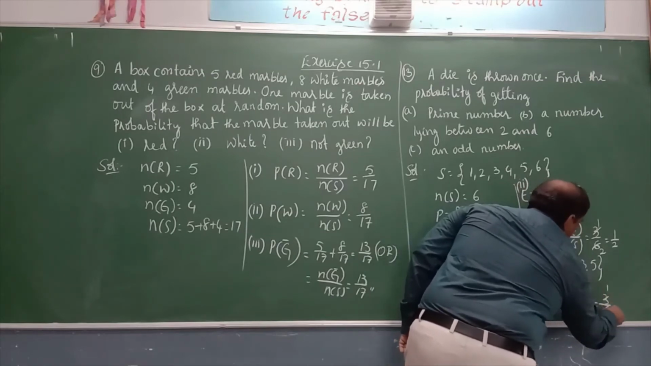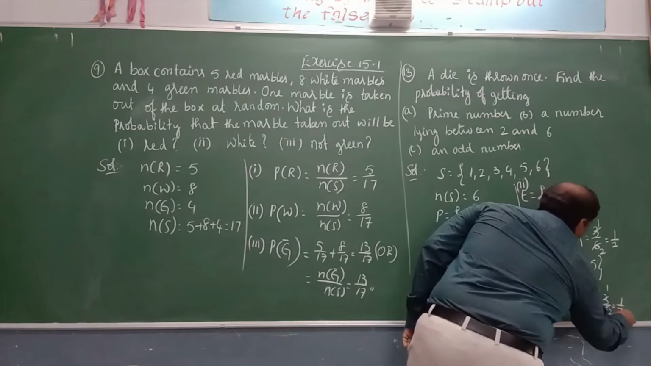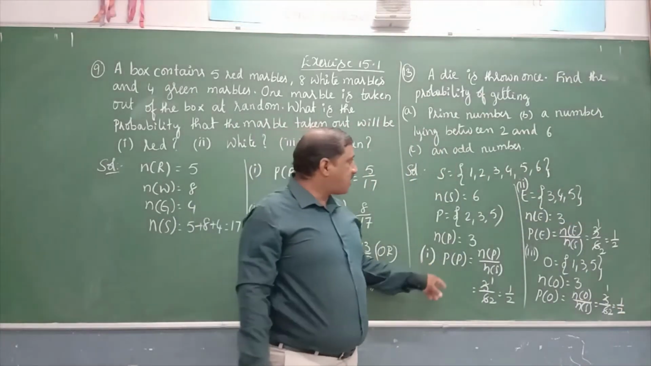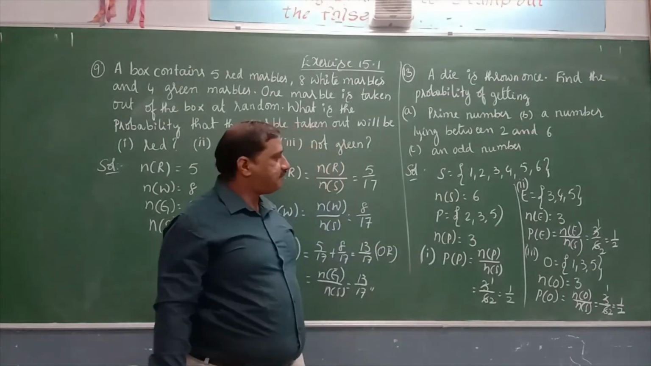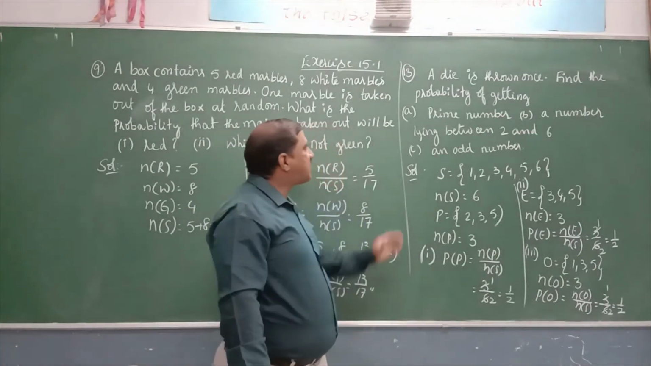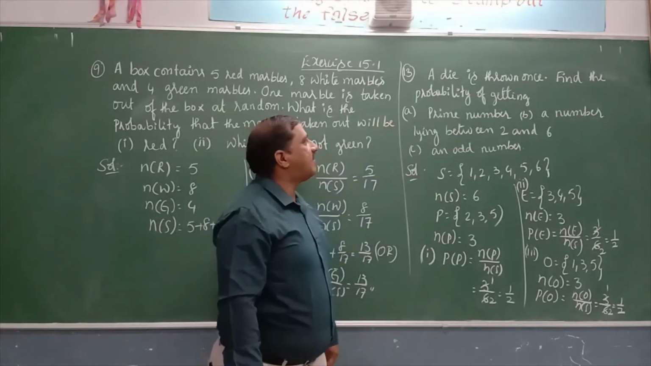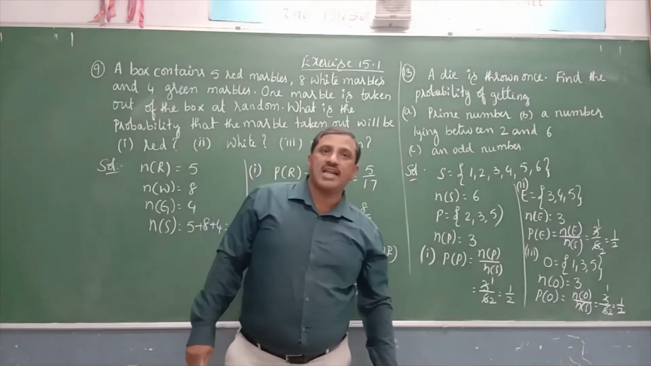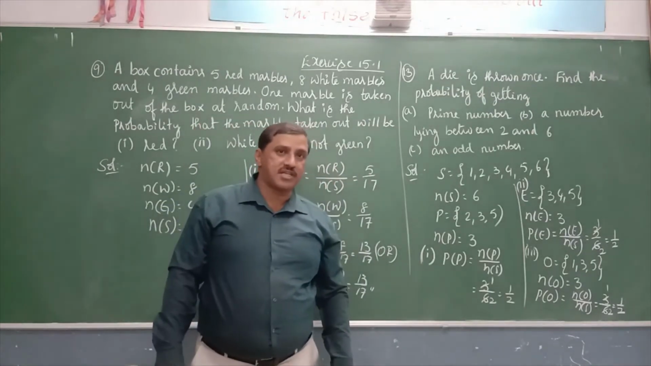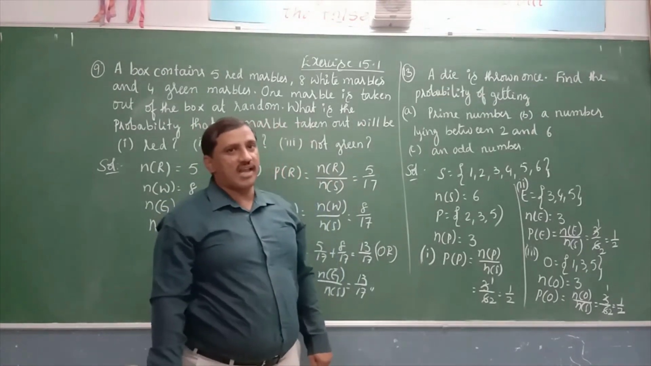3 ones are 3, 3 twos are 6. Again we get 1 by 2. What we got here is 1 by 2. If you observe the three cases, we got the same probability, that is 1 by 2, 1 by 2, 1 by 2. That's why we call these three events equally likely events or equally likely outcomes. These outcomes are known as equally likely outcomes.